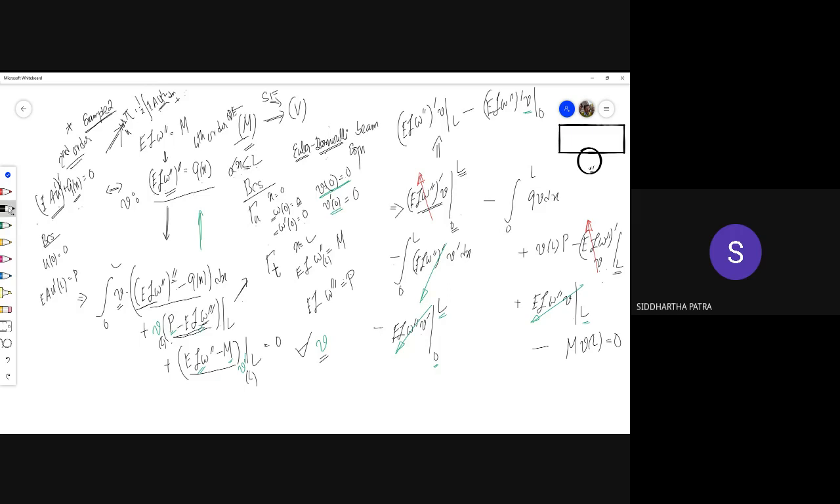Okay. So with all the cancellations, let's see what are the terms that we have. So we have integration 0 to L, EI w double prime v double prime dx. So this is our symmetric bilinear term, which equals integration 0 to L QV dx, minus P times V at L plus M times V prime at L.